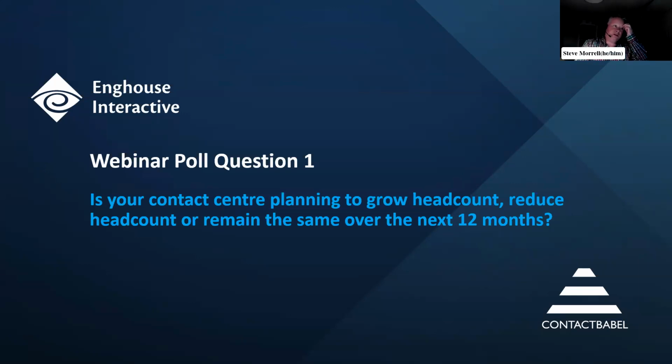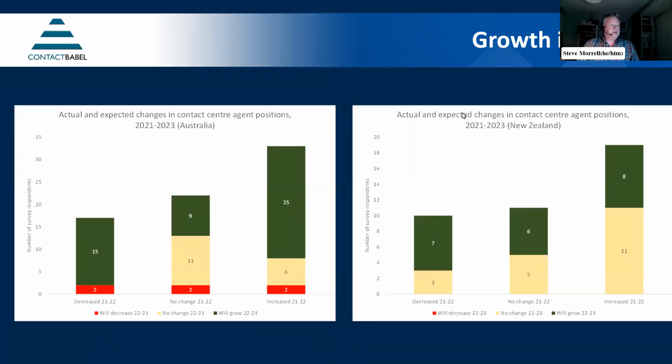Well, we asked this question to our survey respondents, and so let's have a look at what we said. So we've got Australia on the left here and New Zealand on the right. What we're looking at here is, I'll talk you through this. The height of the bars shows the number of survey respondents whose contact centres had shrunk, remained steady, or increased in agent headcount last year. Now, the different colours refer to the plans for the next 12 months. So green means they plan to grow, yellow, no great change, and red means they plan to shrink.